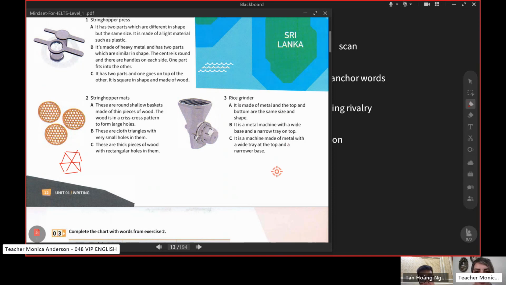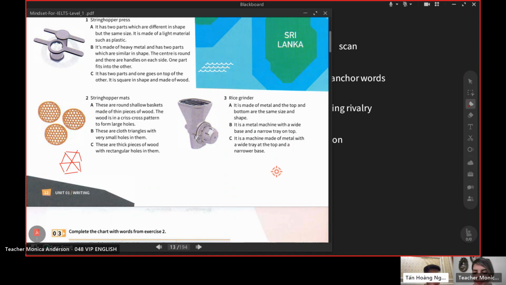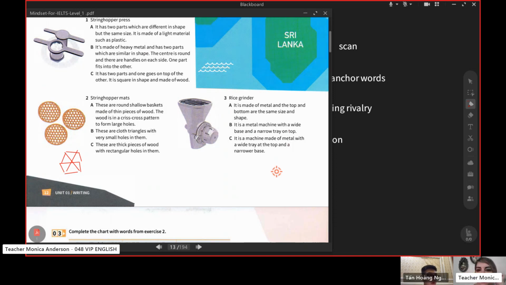And the rice strainer. I think C. Excellent, very good. We have a wide tray at the top and, of course, a narrow base. It's really narrow, thin. Okay, very good.